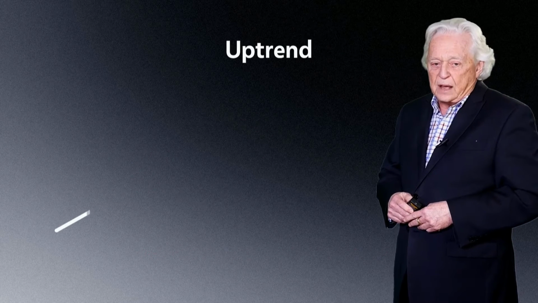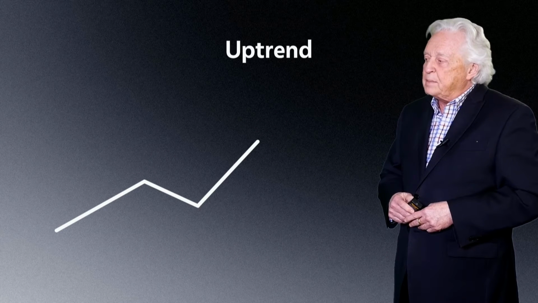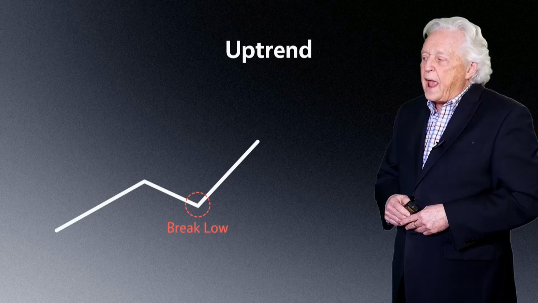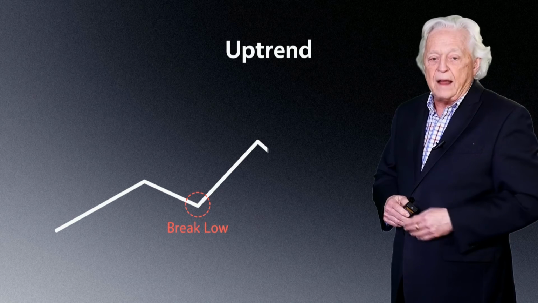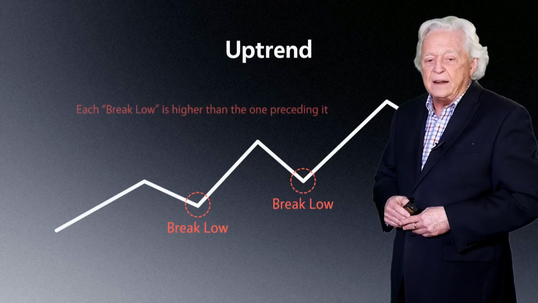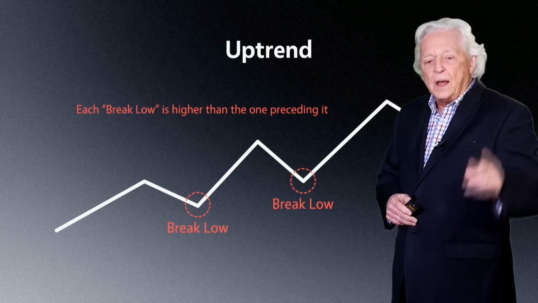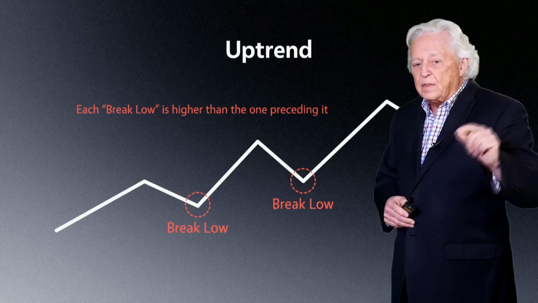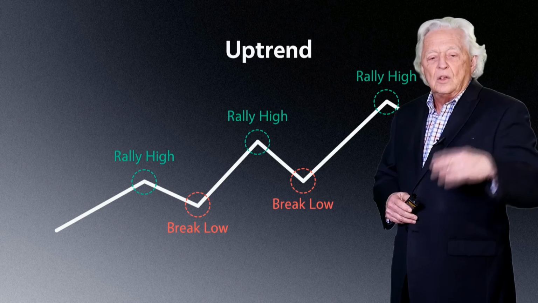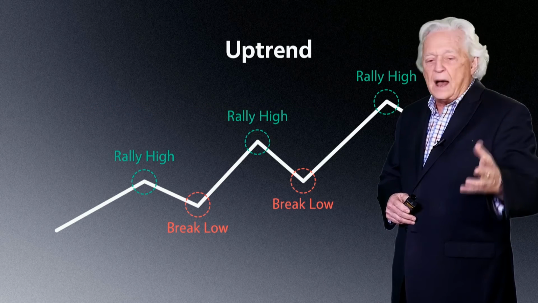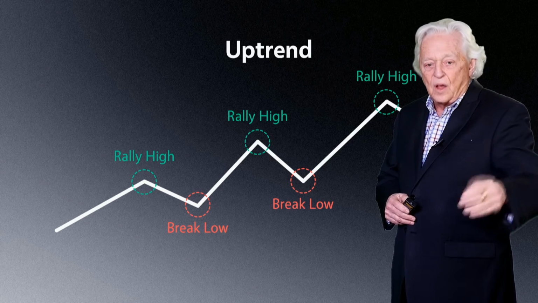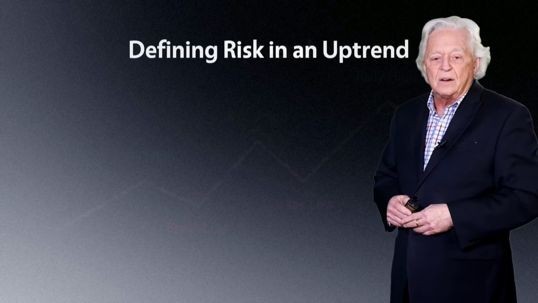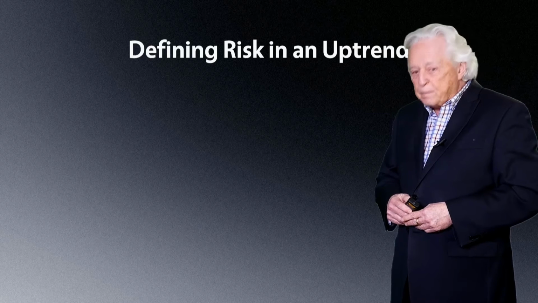What else do we see on this chart? Well, as the market came down and made this pattern, we had a break low. Again, after the fact, the market did it again, and there's our next break low. So each break low is what? It has to be higher than the one preceding that one. So we have a pattern of rally highs that are higher.